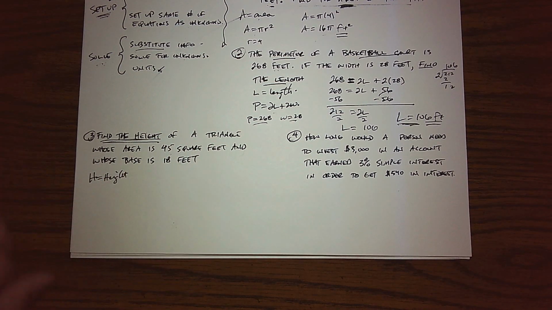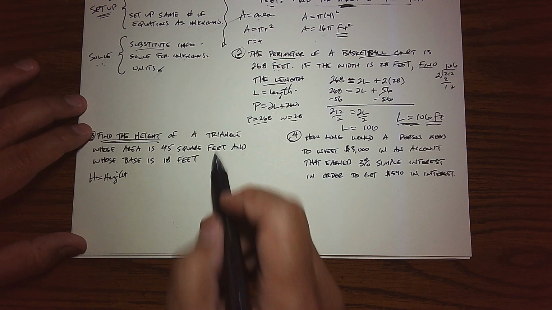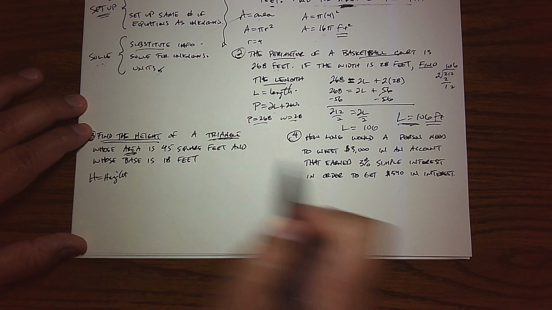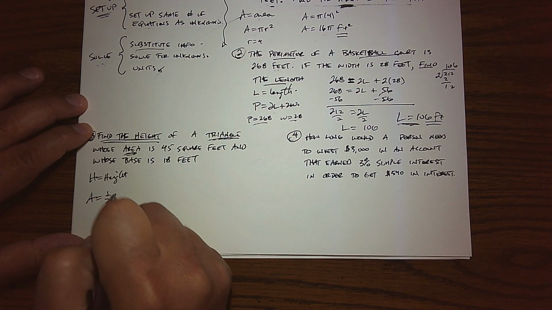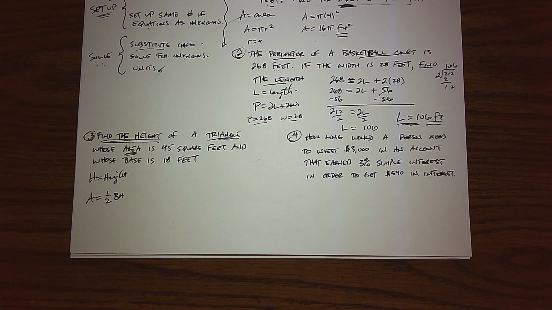All right, so H is the height. We're talking about a triangle. We're talking about its area. So what formula do I need to create? Well, how about we pull out of our toolbox the famous formula A equals 1/2 B times H. So we're done with our setup.